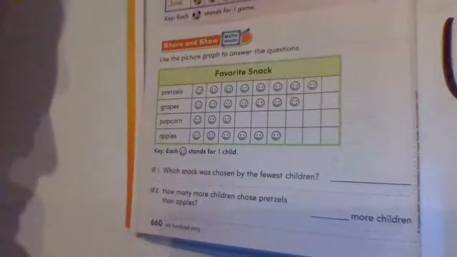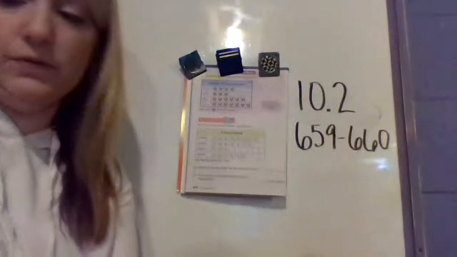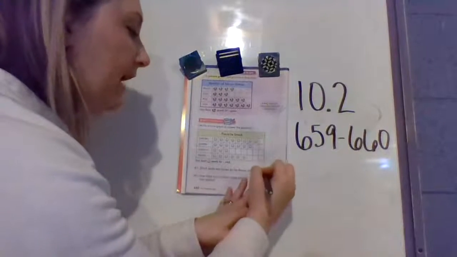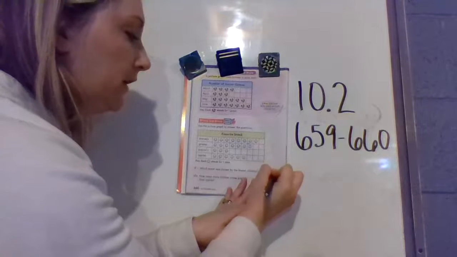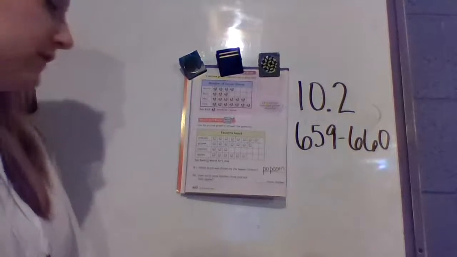So look at number 1. Which snack was chosen by the fewest children? When we hear the word fewest, does that mean the lowest amount or the biggest amount? Good, the lowest amount. So look at your picture graph. Which one has the lowest amount of votes? Would it be pretzels, grapes, popcorn, or apples? Very good. The popcorn had the least amount of votes. How many votes did the popcorn have? Well, look at your popcorn category, and it had 1, 2, 3. So by far it was the smallest amount.